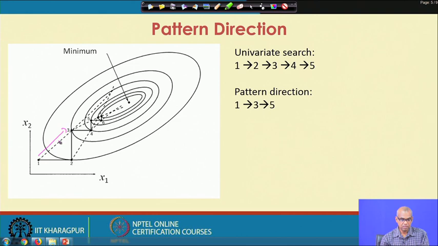Similarly, instead of going from 3 to 4 and 4 to 5, if I go 3 to 5, this direction is again pointing to the direction of optimum. It is a pattern direction. So, the figure quickly tells you that if I orient my search in the pattern direction, I will be able to converge much more quickly than it is possible by univariate search.